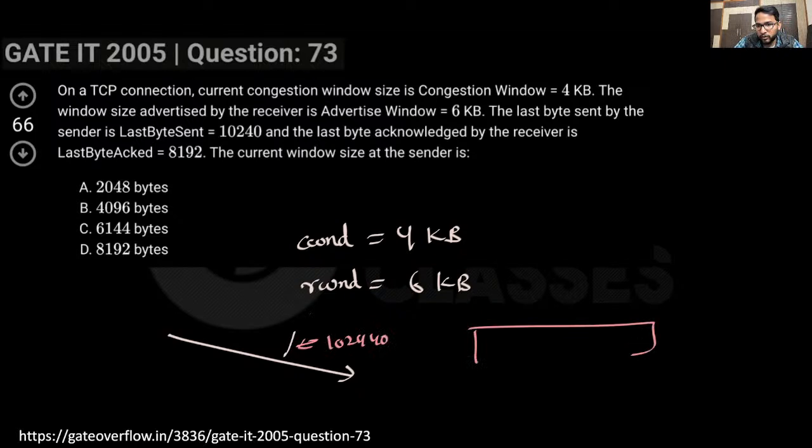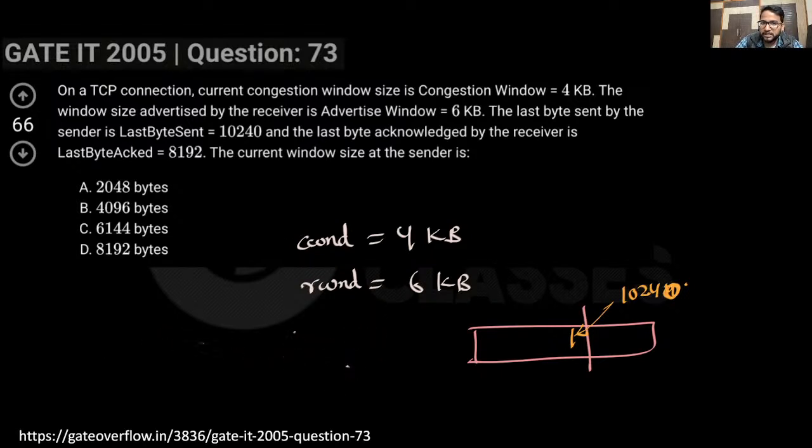So in the sender window, you will say you have just finished this byte, which is 10240. This is how your sender window looks. You have sent all of the bytes from the initial sequence number till byte number 10240. Now you are ready to send the next byte.